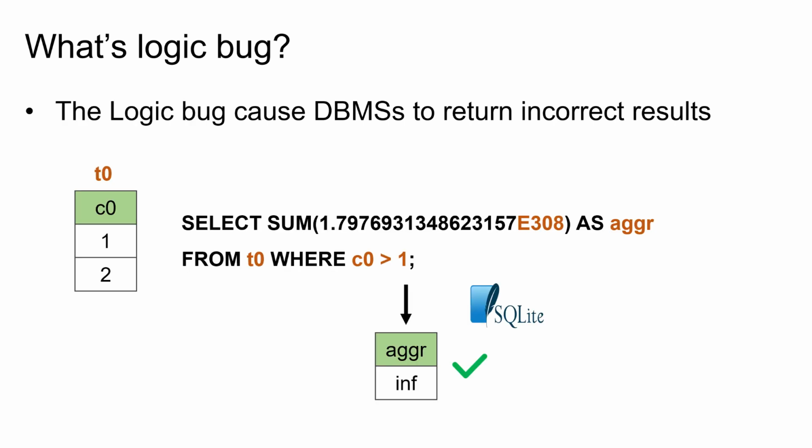Here's a quick example. This query should give back infinity. But because of a logic bug, SQLite gives back null instead. It looks like it worked, but the result is wrong. And if you don't know the right answer should be infinity, how do you even know there's a bug?